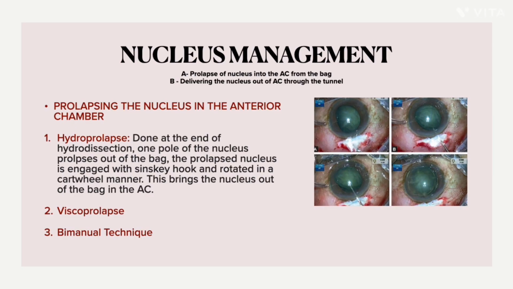It can also be done using viscoelastic to gently push the nucleus out of the bag, and also it can be done using bimanual technique, which utilizes two instruments for controlled prolapse. And once the nucleus is in the anterior chamber, the nucleus can be delivered out through the tunnel safely.